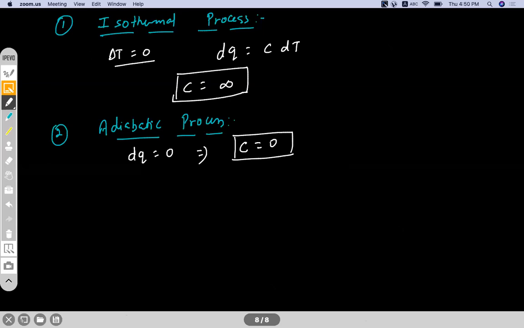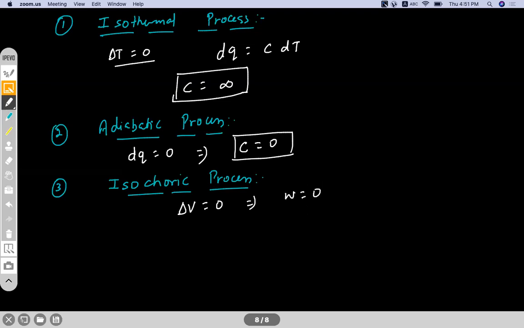Correct. So this is the value which is possible, C zero to infinity. Now, when the process is isochoric, what is it? Isochoric means volume is constant, right? So we have delta V equals zero, which means work done is zero. Work done is zero means dQ is equal to dU, we can write.